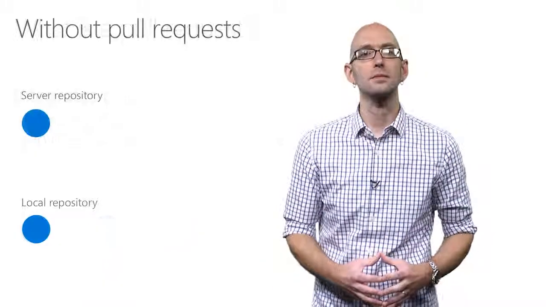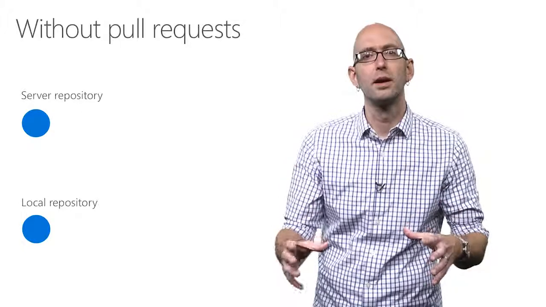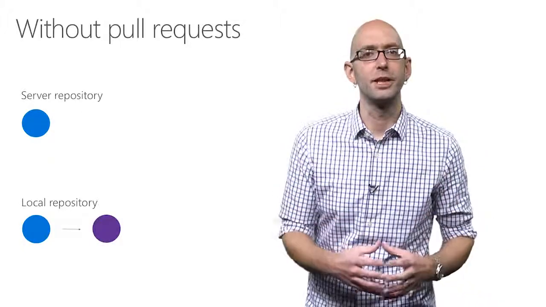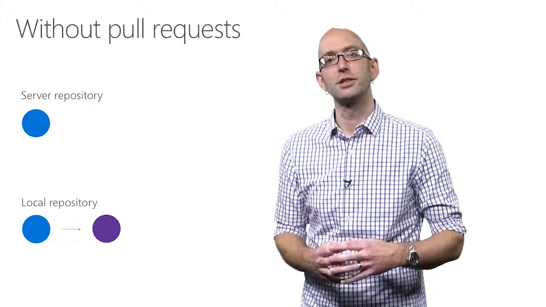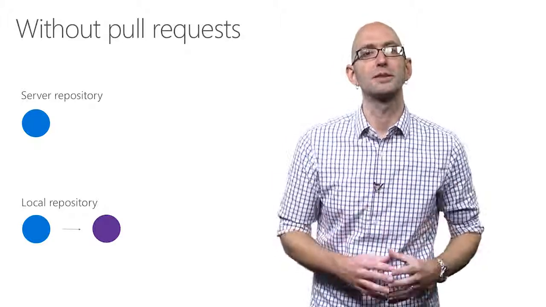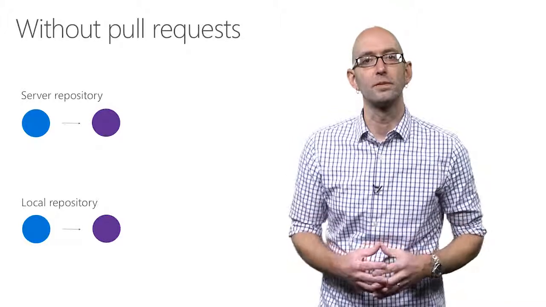In a Git workflow without pull requests, you typically create a new branch, do some work, and make some commits on that branch. And then, when you're ready to publish your changes back to the server, you merge your changes into the master branch, your main integration branch. You do this manually on your local repository. Then, you push your master branch up to the server.